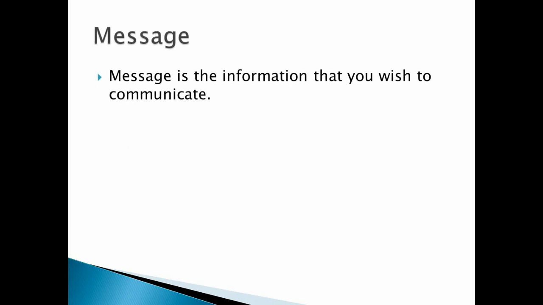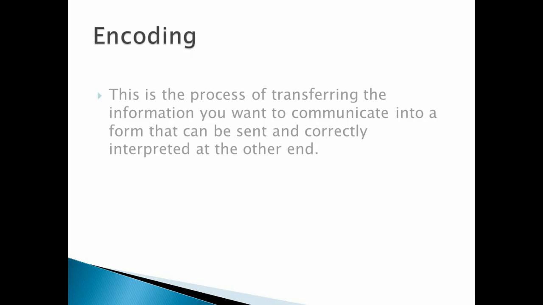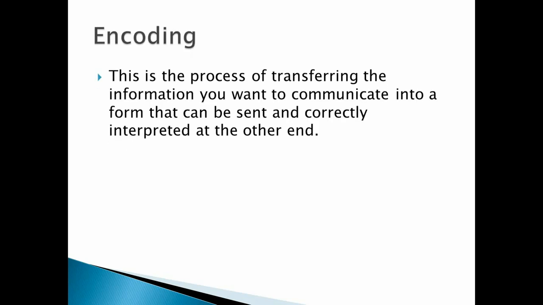Next, message. The message is the information that you wish to communicate. I don't think there is anything to explain here, because a message is simply whatever information we are sending. Then encoding. This is the process of transferring the information you want to communicate into a form that can be sent and correctly interpreted at the other end.